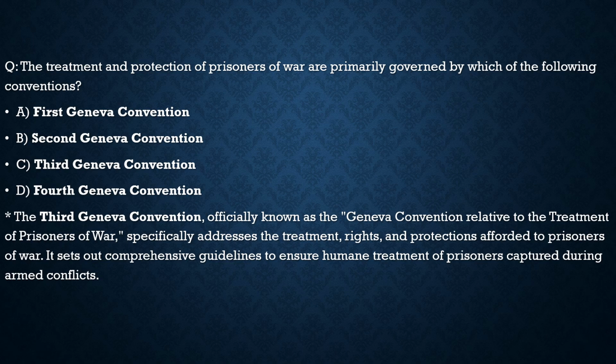It specifically addresses the treatment, rights and protections afforded to prisoners of war. It sets out comprehensive guidelines to ensure humane treatment of prisoners captured during armed conflict. So with respect to this question, the correct option is option C. With this, let's move to another question.